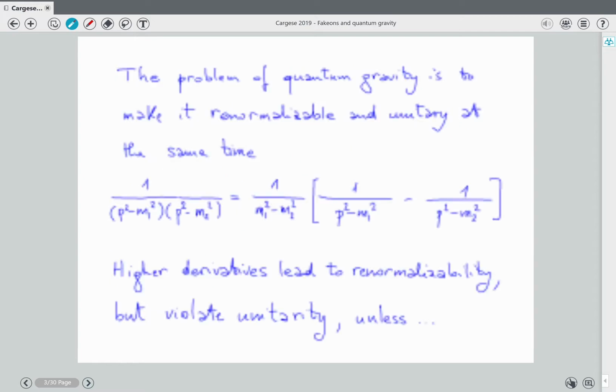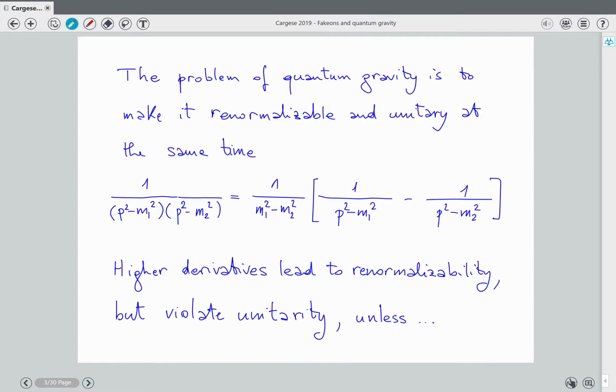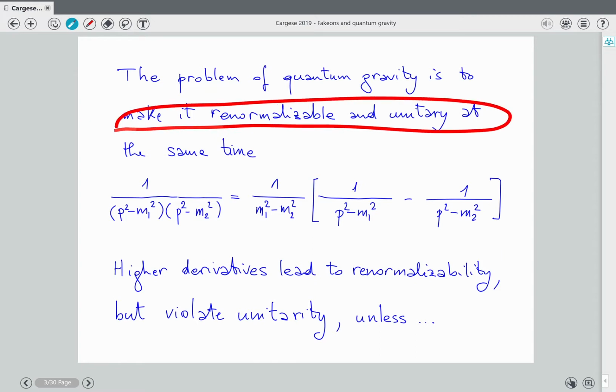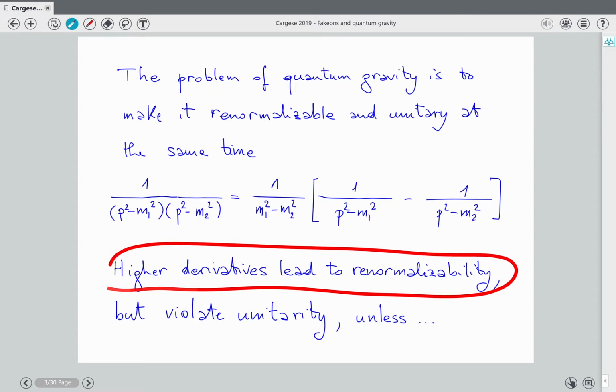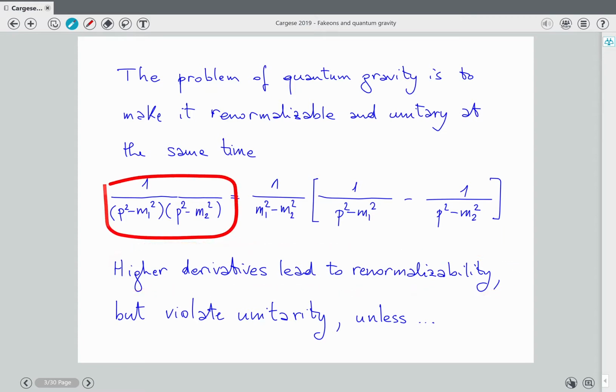So from the point of view of particle physics, high energy physics, the problem of quantum gravity is to make it renormalizable and unitary at the same time. Renormalizability can be achieved by means of higher derivatives. They lead to renormalizability because a higher derivative propagator is better behaved in the ultraviolet. It falls off like 1 over p squared squared, for example. That's enough for quantum gravity.